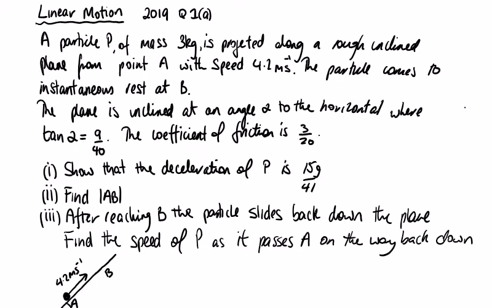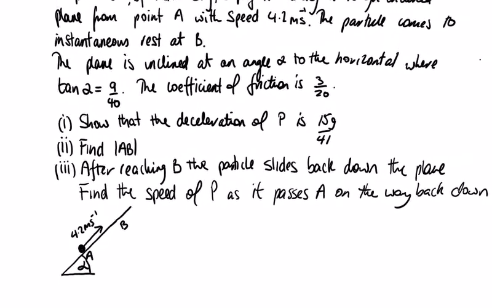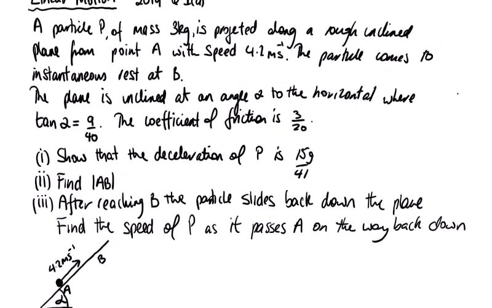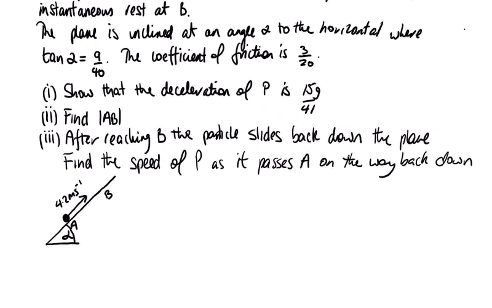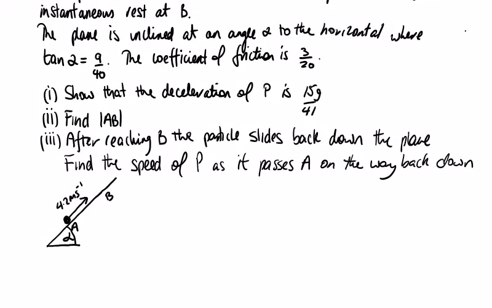Linear motion question 1 on the Leaving Cert Applied Maths course. This is 2019. A particle P of mass 3 kilos is projected along a rough inclined plane from a point A with speed 4.2 meters per second, and you were given this diagram down here in the question. The particle comes to rest, instantaneous rest at B. The plane is inclined at an angle alpha to the horizontal, where tan alpha is equal to 9/40. The coefficient of friction is 3/20.